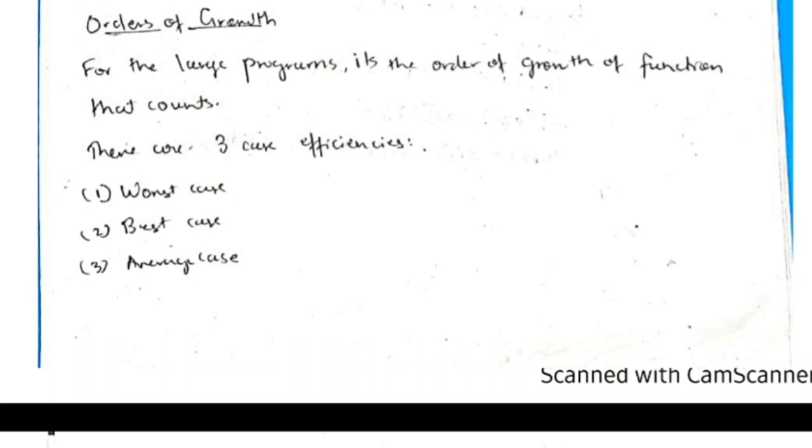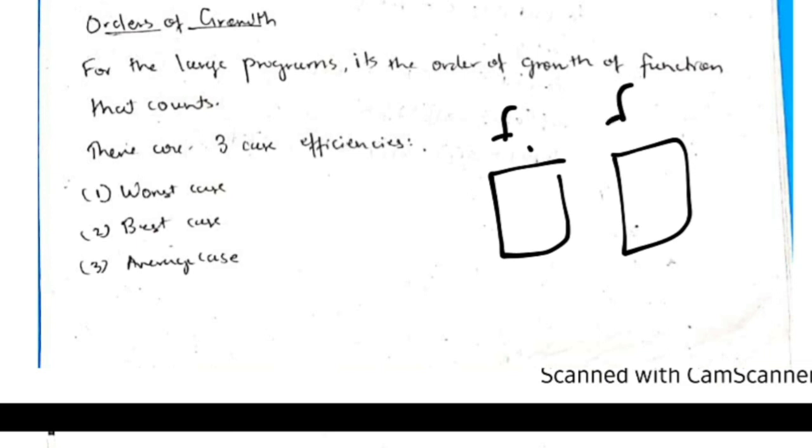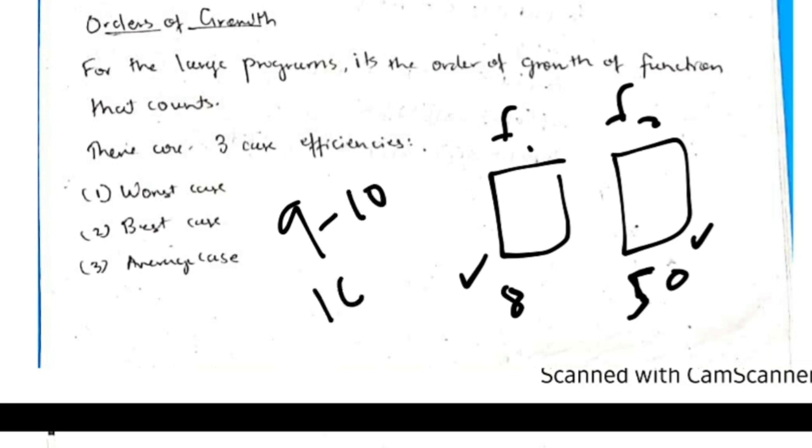Suppose there are two functions, f1 and f2. Both perform the same task, and the first one takes 8 iterations and the second one takes 50 iterations. In the orders of growth, this is in the power of 1 and this is in the power of 2. That matters. For larger programs, if one takes 9 or 10 and the second takes 10 or 12, it doesn't matter, that's a very small difference. What matters is if it's n square, n cube, n raised to 4.